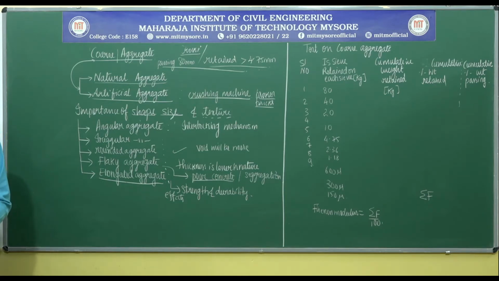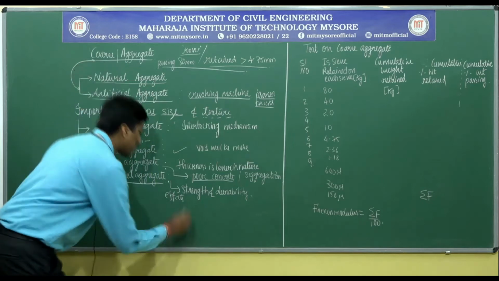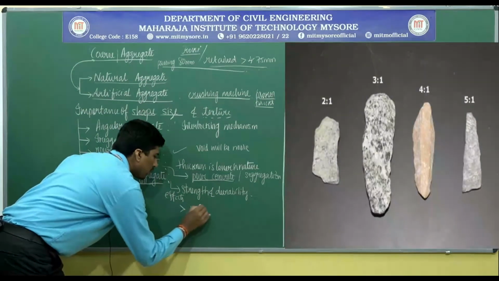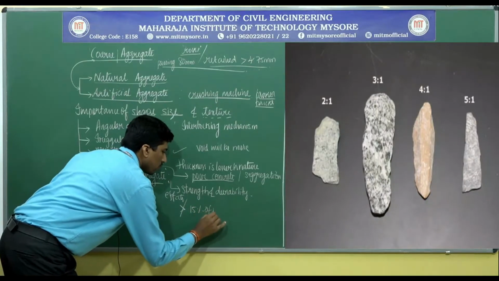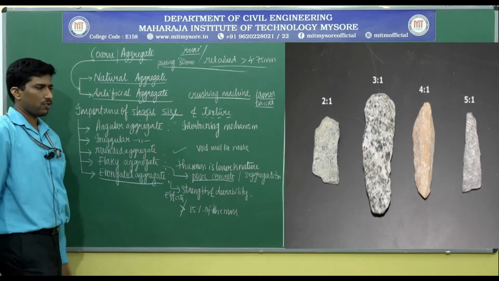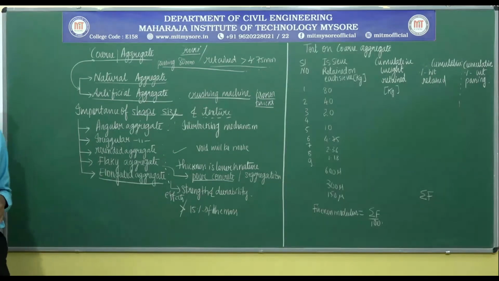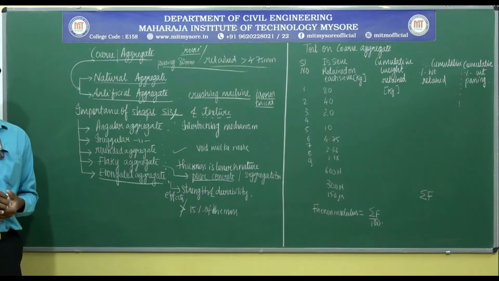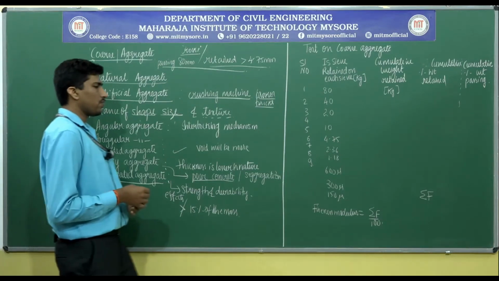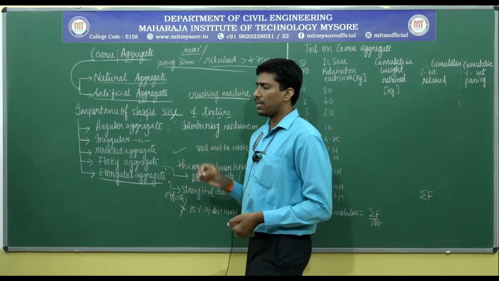Observe it carefully, the picture. The elongated part of an aggregate shall not tend to be more than 15% of the mass of the aggregate, which is taken as a whole. Therefore, we have a separate test for this flakiness content, we call it an index, and in the case of elongation, we call it the elongation index. The tests are to be conducted.